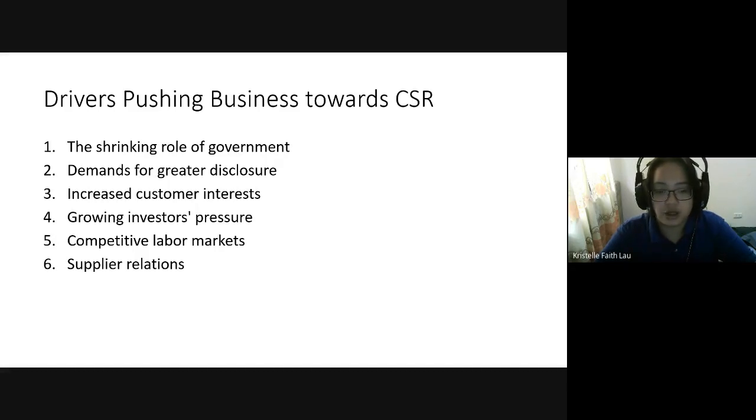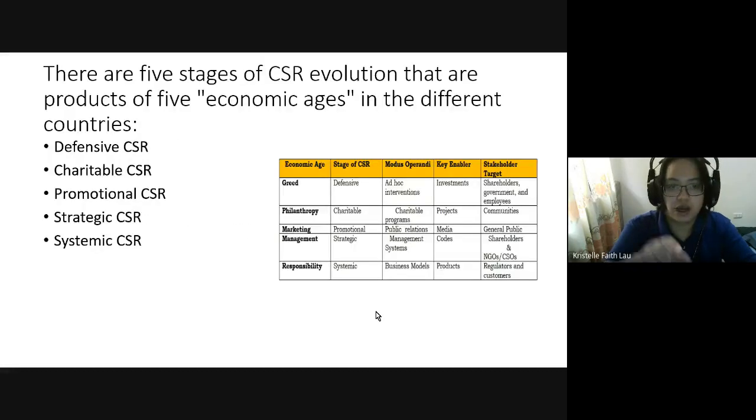So another research, according to Wayne Weiser, there are 5 stages of CSR evolution that are products of 5 economic ages in the different countries, like we have mentioned here in the table that we are showing. So first is the defensive CSR, then the charitable CSR, the promotional CSR, the strategic CSR, and the systematic CSR.